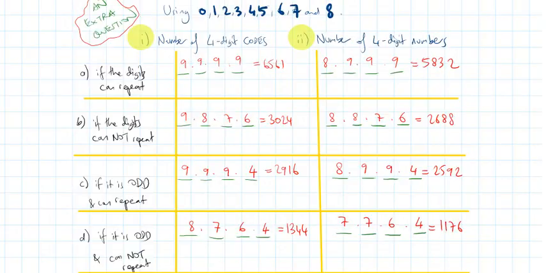And this one is about the number of 4-digit codes or 4-digit numbers. If using 0, 1, 2, 3, 4, 5, 6, 7, 8, we have only 9 digits, except 9, including 0. If digits can repeat, it can be any of the 9 in any position, so 9 times 9 times 9 times 9. But if it is a 4-digit number, a 4-digit integer, it cannot start with 0. That's why it is 8 times 9 times 9 times 9.